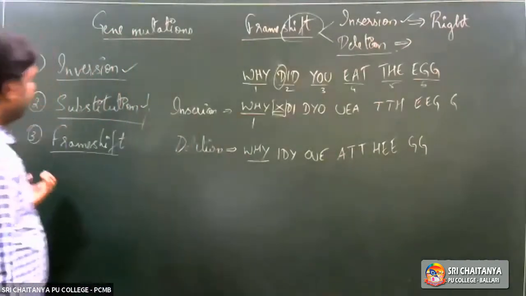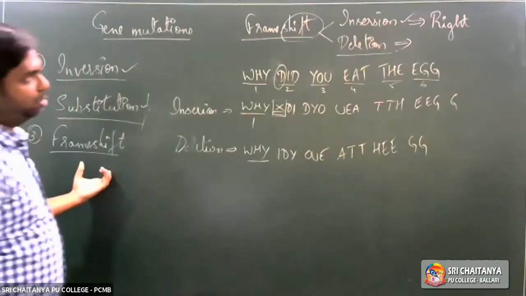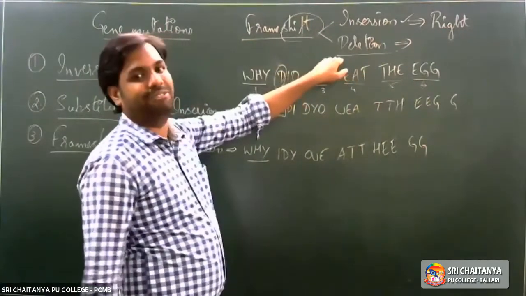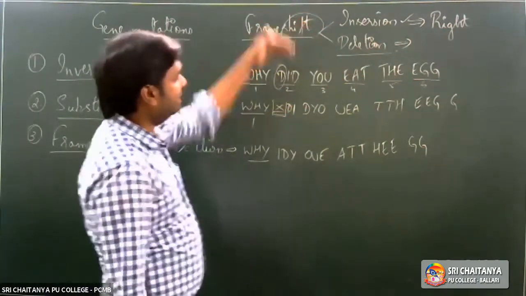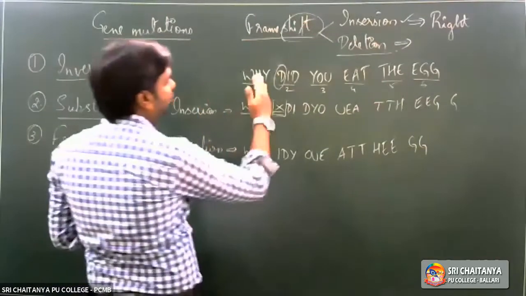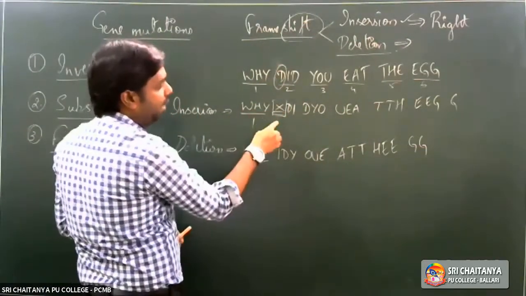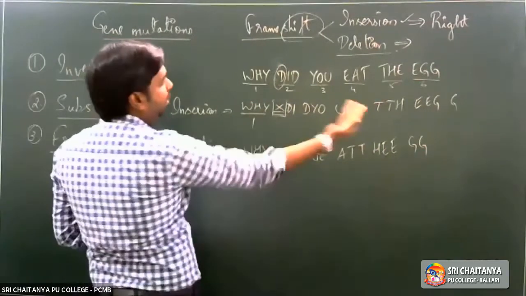The third type of mutation we have is called the frame shift mutation, which could be either insertion frame shift or deletion frame shift. In insertion, what exactly is happening? The frame is actually being shifted there because of the addition of one of the nitrogen bases. So the frame is being shifted.